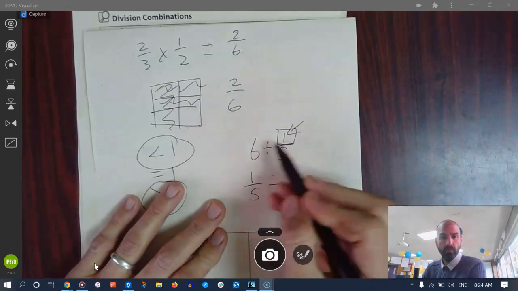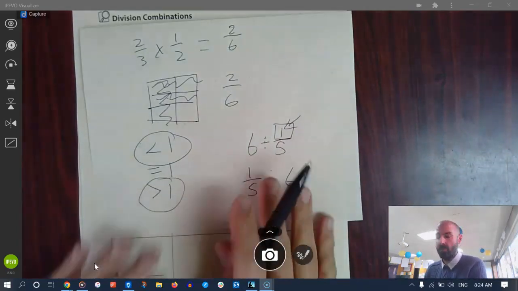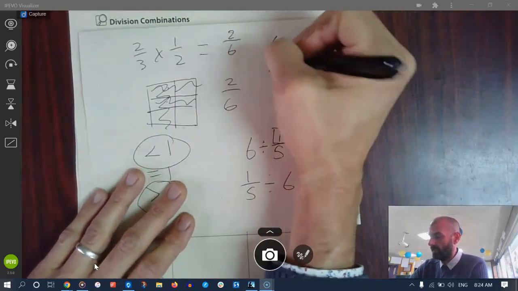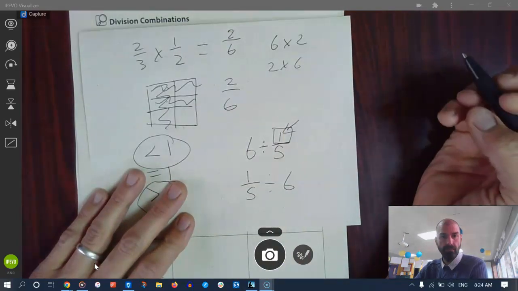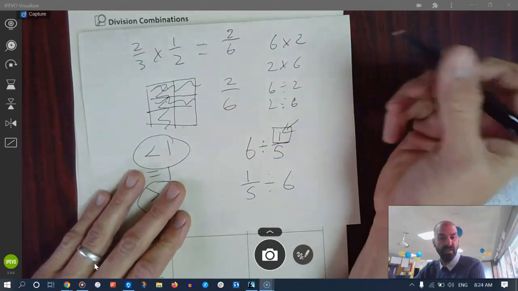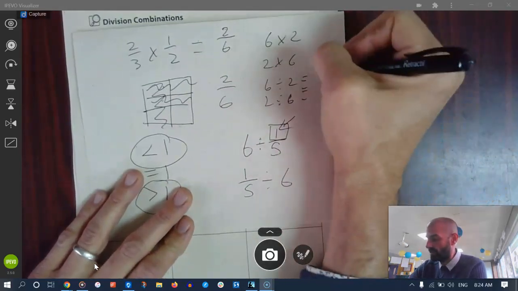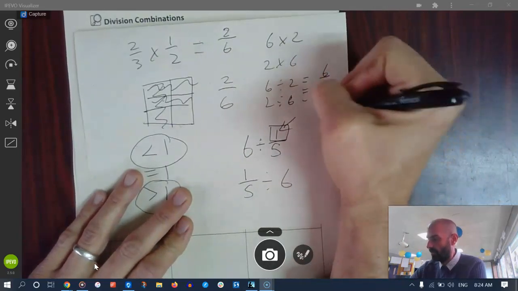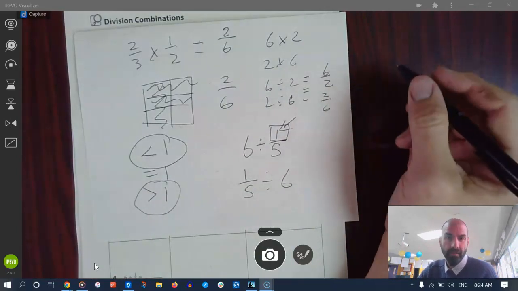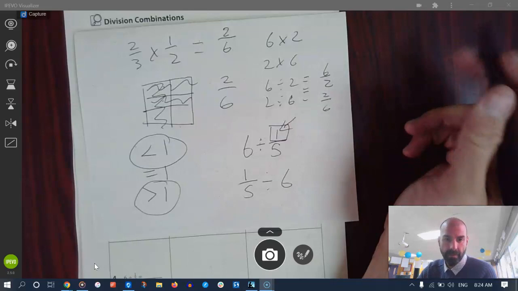Now, why? Why this? Why do we have to do both? Because remember, it's division. So if I was looking at multiplication, I said 6 times 2 and 2 times 6, that's the same. If I'm looking at division, 6 divided by 2 and 2 divided by 6, those are completely different. Right? If we think about this in terms of a fraction, this is 6 over 2, and this is 2 over 6. Really, really different. This is 3, this is 1/3. Right? That's a big difference. Big difference. About 10 times different.